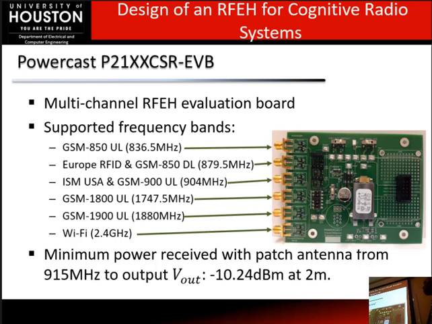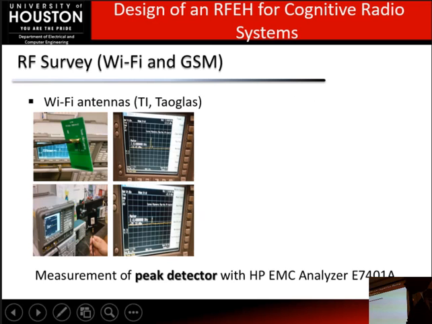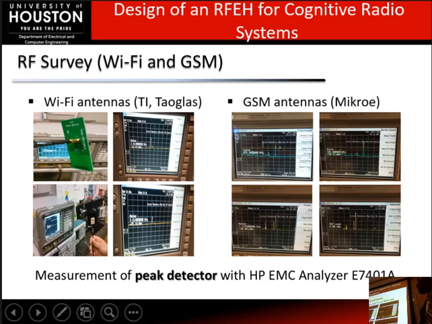Next, I chose some antennas and I ran some tests to see if I can harvest signals and turn on this board. So I purchased some antennas from Texas Instruments Tower Glass, some Wi-Fi antennas, and some GSM antennas also. And I did some tests using an EMC analyzer in the lab. And these are just snapshots of the test setups. The summary is in the next slide.